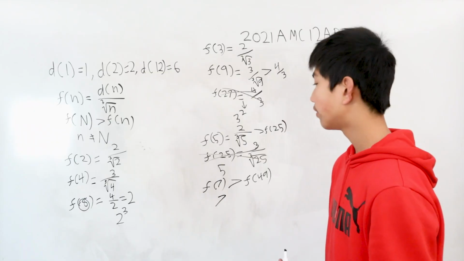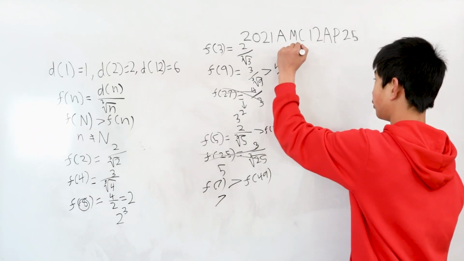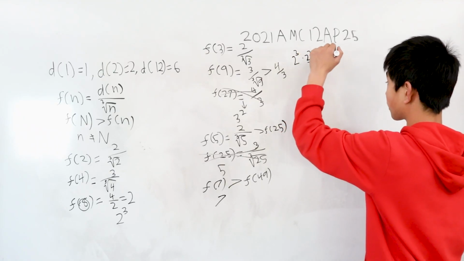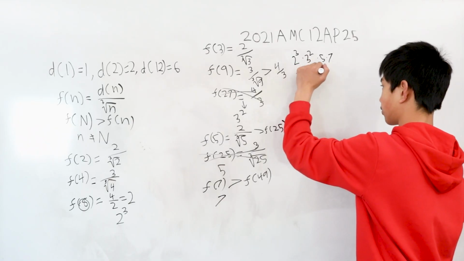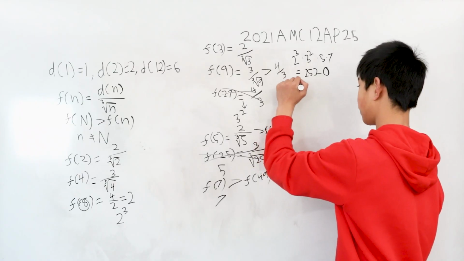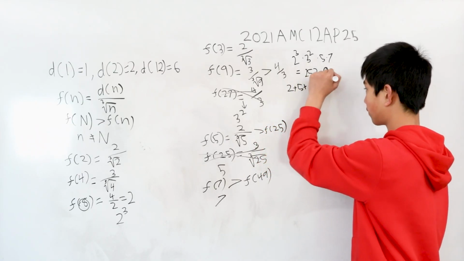Now that we have all these prime factors, we can multiply them together. 2 cubed times 3 squared times 5 times 7 is going to be 2,520. So the sum of the digits in this number is 2 plus 5 plus 2 plus 0, which is 9, our answer for this problem.